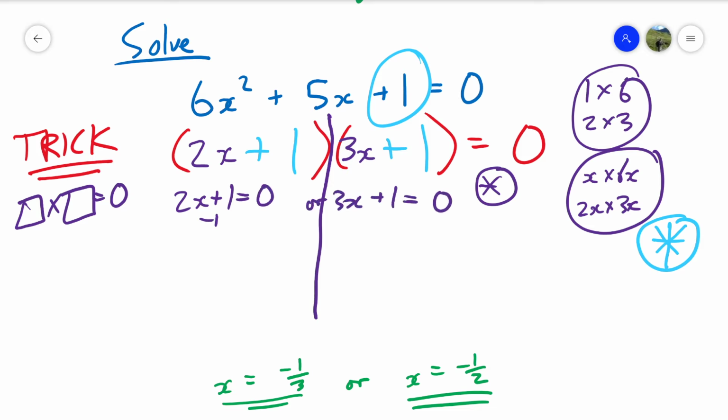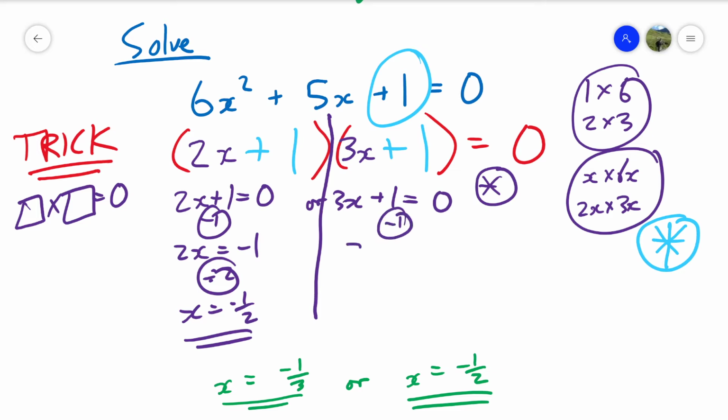I'm going to minus 1 here, which gives me 2x equals minus 1. Then I'm going to divide by 2, which gives me x equals minus a half. And then here I'm going to minus 1, which gives me 3x equals minus 1. And I'm going to divide by 3, which gives me x equals minus a third. Boom. There we go. There were 2 pins there, weren't there? So let's go back to them. Let's go back to this first one here.